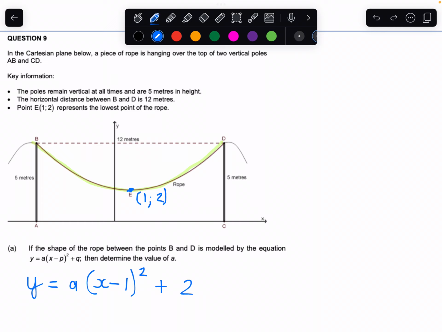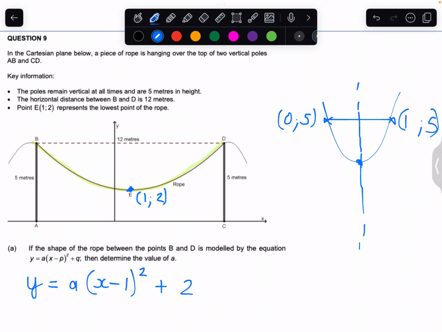Right, and we need to figure out what a is. So we need to figure out another point. So this is where the information they've given us comes in handy. We know that the axis of symmetry of the parabola passes through the turning point. So if you knew that there's a point here which is (0, 5), and the distance to the other point that also has a y-coordinate of 5 is 10, right?